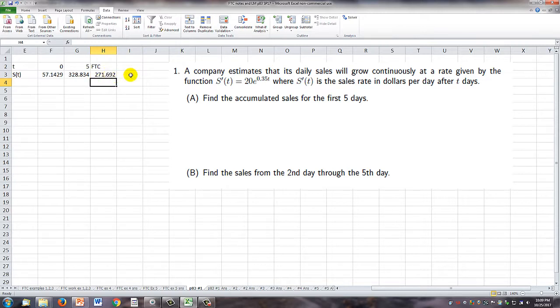So what is this? Well, again, the antiderivative of sales rate in dollars per day is just dollars. So this is dollars. This is the total sales, or the accumulated sales for the first 5 days. Then it says find the sales from the 2nd through the 5th day. So that is going to be the same problem, except now the lower limit would be 2 and the upper limit would be 5. So that would be 213.76, or $213.76.